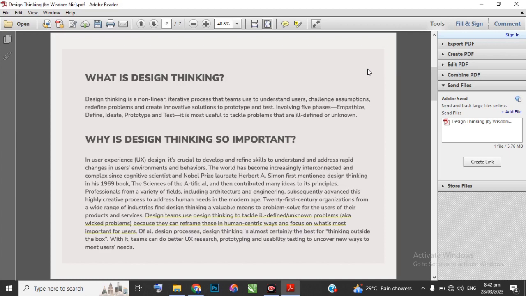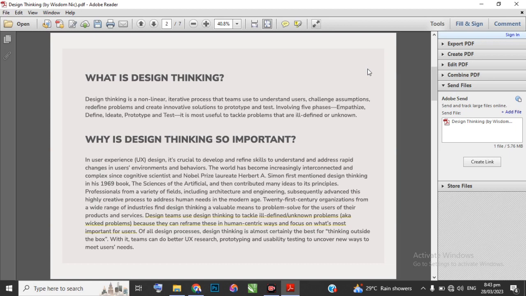What is design thinking? Design thinking is a non-linear iterative process that teams use to understand users, challenge assumptions, redefine problems, and create innovative solutions to prototype and test. I'll take that again. This is a non-linear iterative process that the teams, the designers, the developers, their collaborators, and all of that, use to understand users, challenge assumptions, redefine problems, and create innovative solutions to prototype and test.